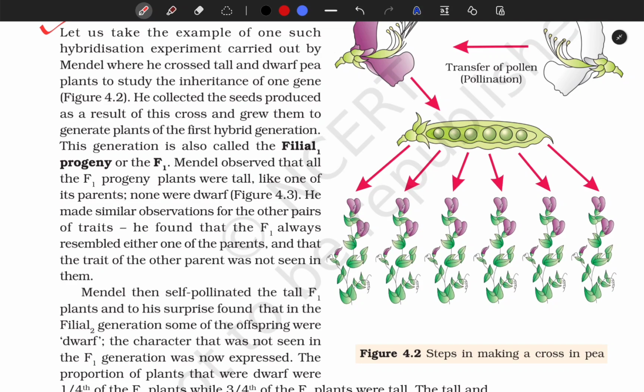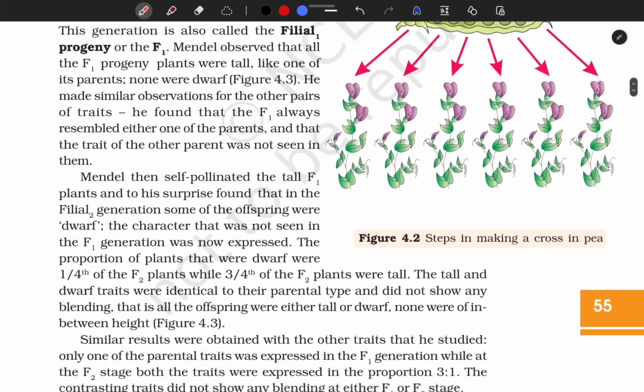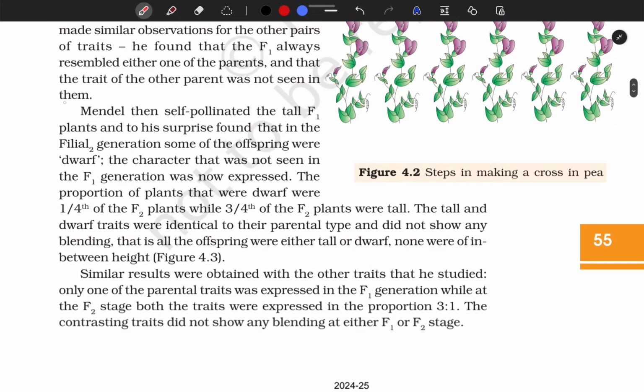He made similar observations for the other pairs of traits. He found that the F1 always resembled either one of the parents, and that the trait of the other parent was not seen in them.